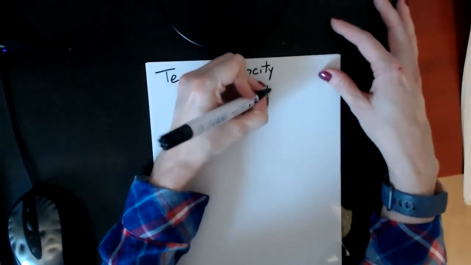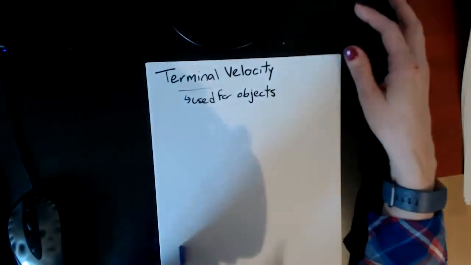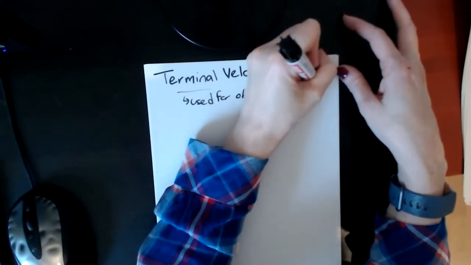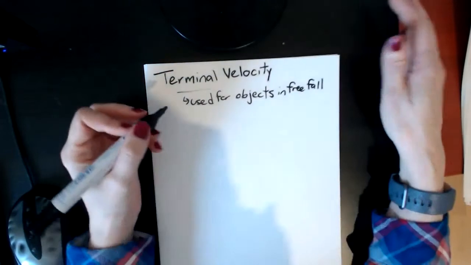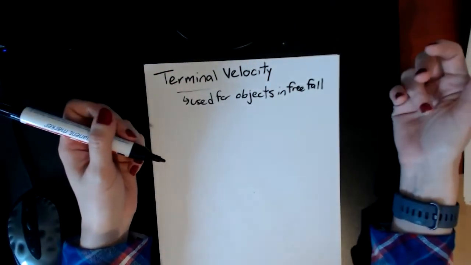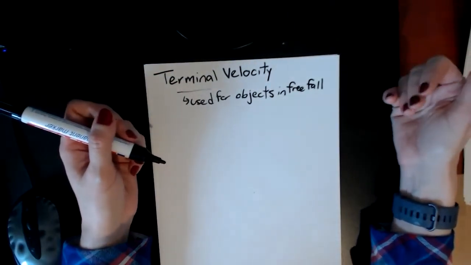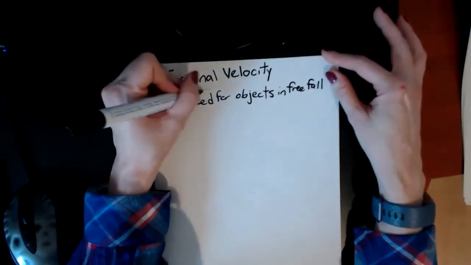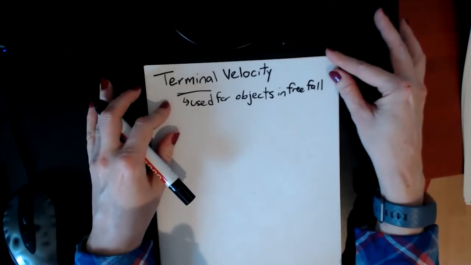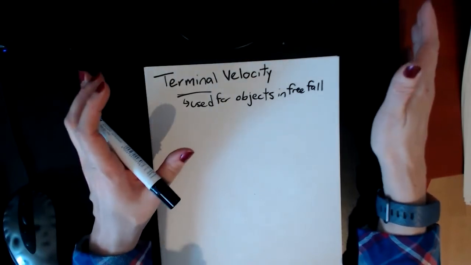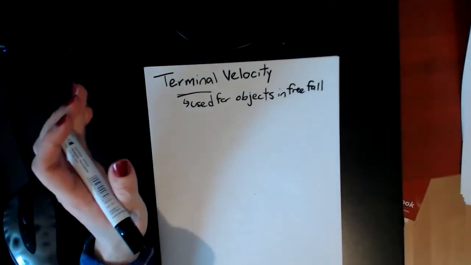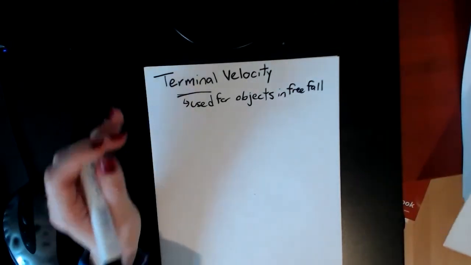Basically, when objects are in free fall, they will fall and accelerate at the beginning. They'll fall very quickly, and then eventually they will stop accelerating and fall at a constant velocity, which is called the terminal velocity. Usually when they ask about it, they want you to talk about the forces that are acting on something. So if you haven't seen the force diagrams video, you may want to watch that first.